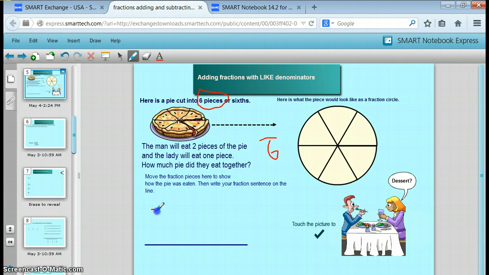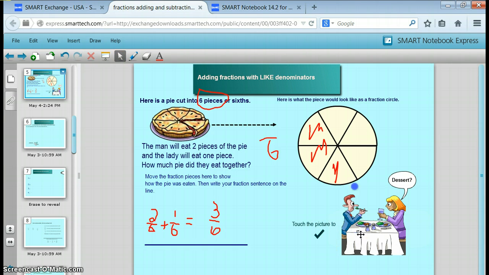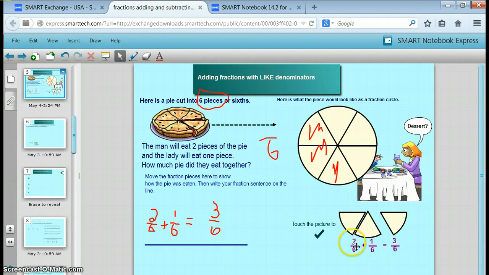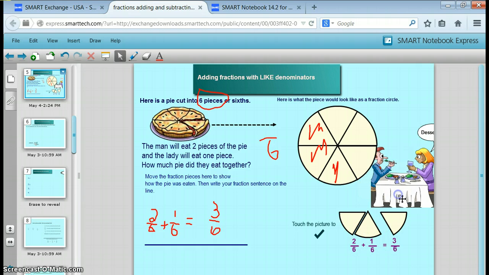So you've got his 2 out of 6, plus her 1 out of 6. We already have the same denominator, so you know that it's going to be 6. And that would be his 2, and then her 1. That makes 3/6. 2/6 plus 1/6 equals 3/6. Wonderful, having their lovely dessert.